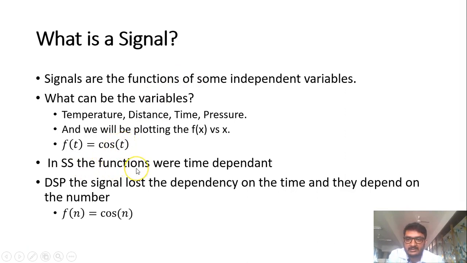In signals and systems, we have seen that these functions are time dependent. So everywhere the time term t came. In digital signal processing, this dependency on time is lost and it starts depending upon the number. So you'll find that the functions are written like f of n is equal to cos of n.